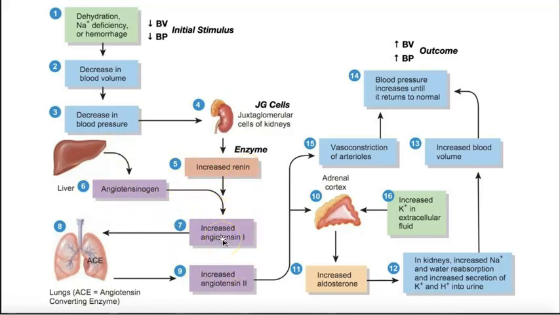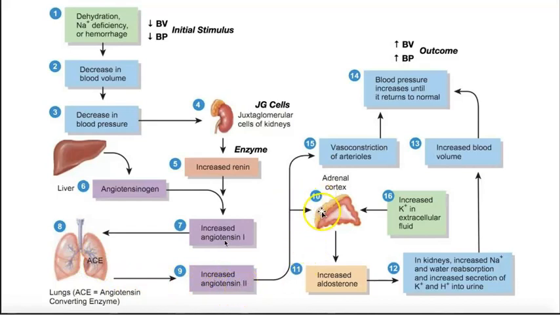This is not a very highly active form of angiotensin. There is something called angiotensin converting enzyme that's located in the lungs. So as angiotensin 1 is circulating in the bloodstream, all the blood eventually goes to the lungs, and it is there converted into angiotensin 2.